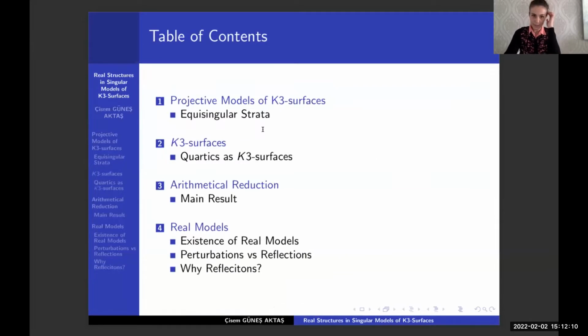And this is the agenda for today. First of all, I will start with talking about projective models of K3 surfaces, concentrating on eco-singular strata. Then I will move to a detailed explanation of K3 surfaces, mainly focusing on quartics. Then we will talk about arithmetical reduction, and in the final part, in the conclusion, I will try to explain real models.